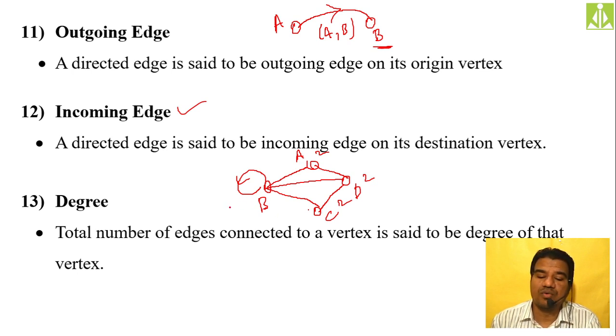1, 2, 3, 4. So the degree of B is 4 because it has one edge from here, one edge from here, one edge from here, and one is the self loop, the fourth edge. The total number of edges connected to a vertex is said to be the degree of that vertex. Here four edges are connected to this vertex B, so the degree of B is 4. And all other vertices in my graph are connected with only 2 edges, so their degree is 2.